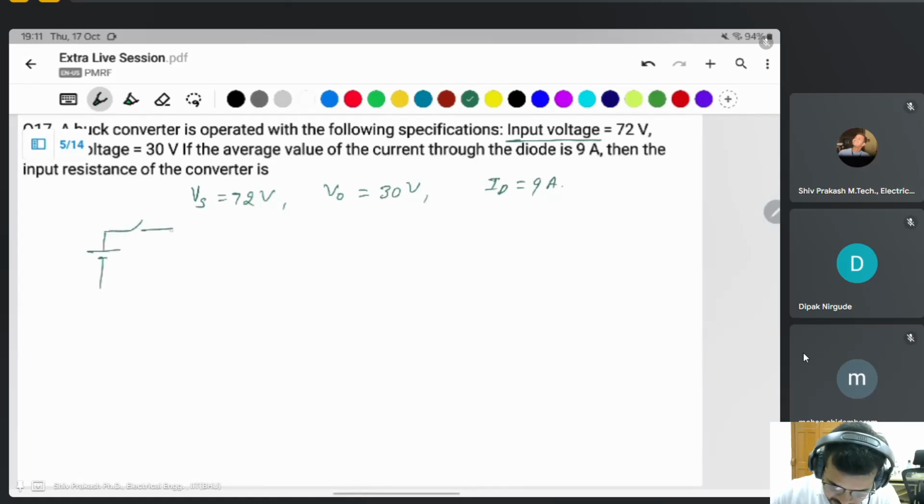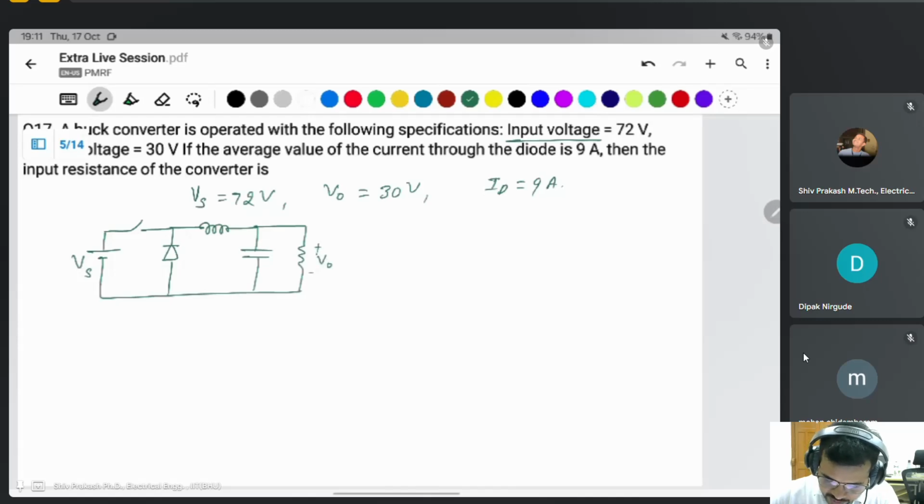Just take a simple buck converter: Vs, V naught, R, C, L. This will be the diode, this is ID, this is IS, this is Q, and this is the inductor current.